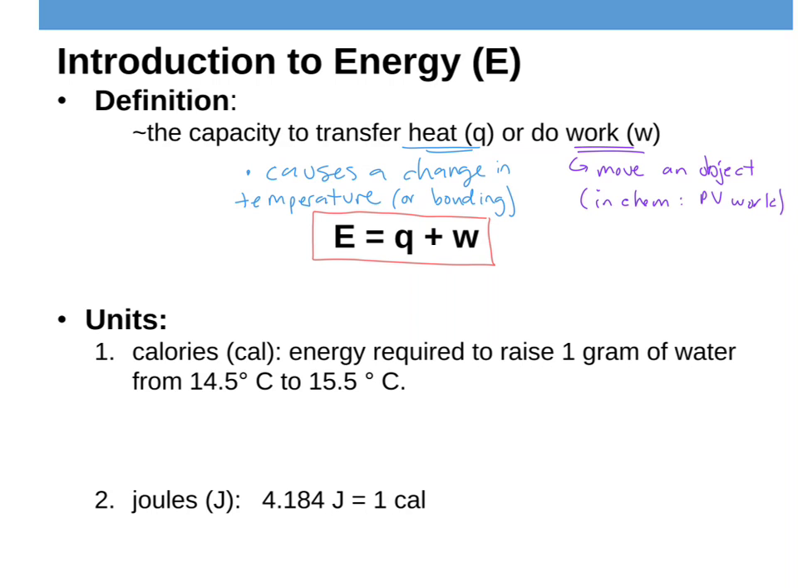So what are the units of energy? There's two main ones that you're going to see. You're going to see calories, which is abbreviated as a small cal, or you're going to see joules, which is abbreviated as a capital J. A calorie is just the amount of energy that is required to raise 1 gram of water 1 degree Celsius, specifically from 14.5 to 15.5 degrees Celsius. That's the exact definition.